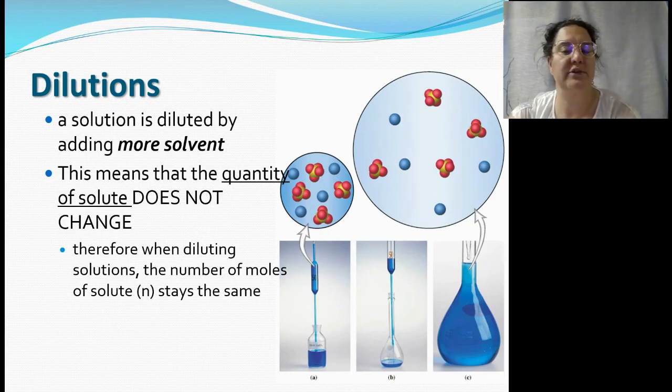So when we look at dilutions of solutions, we typically will add more solvent to a solution to make it more dilute. This means that the quantity of solute does not change, so the number of moles of solute will stay the same.